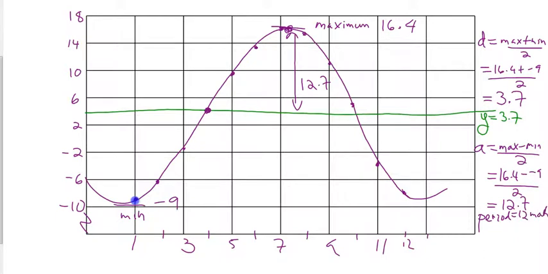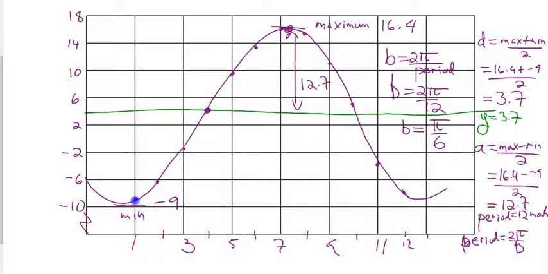So what's B? We've got a formula, right? Period equals 2 pi over B. That's our formula. That can be rearranged. I'm going to go up here. So B is equal to 2 pi over the period. So B is equal to 2 pi over 12, which is pi over 6.